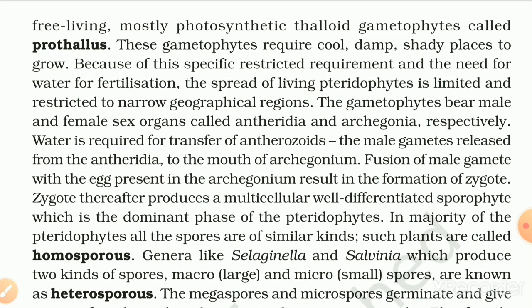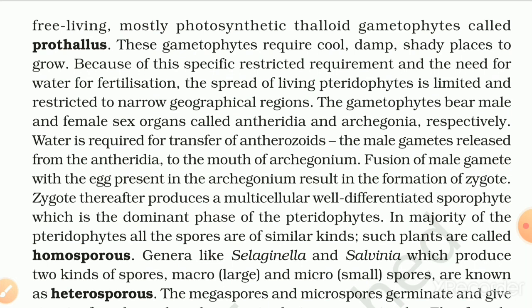Because of this specific restricted requirement and the need for water for fertilization, the spread of living pteridophytes is limited and restricted to narrow geographical regions. The gametophytes bear male and female sex organs called antheridia and archegonia respectively. Water is required for transfer of antherozoids, the male gametes released from the antheridia, to the mouth of the archegonium. Fusion of the male gamete with the egg present in the archegonium results in the formation of a zygote.